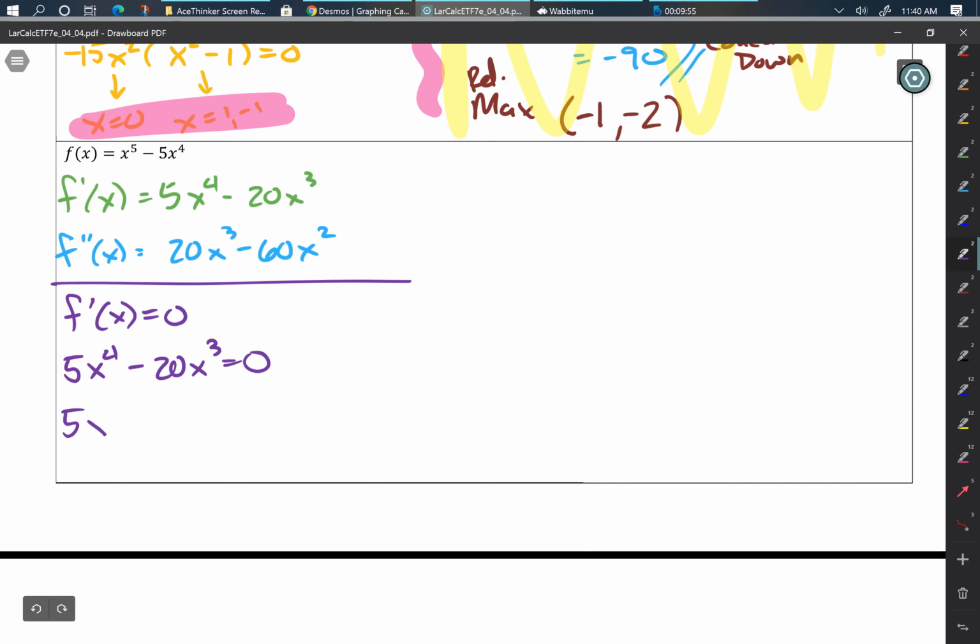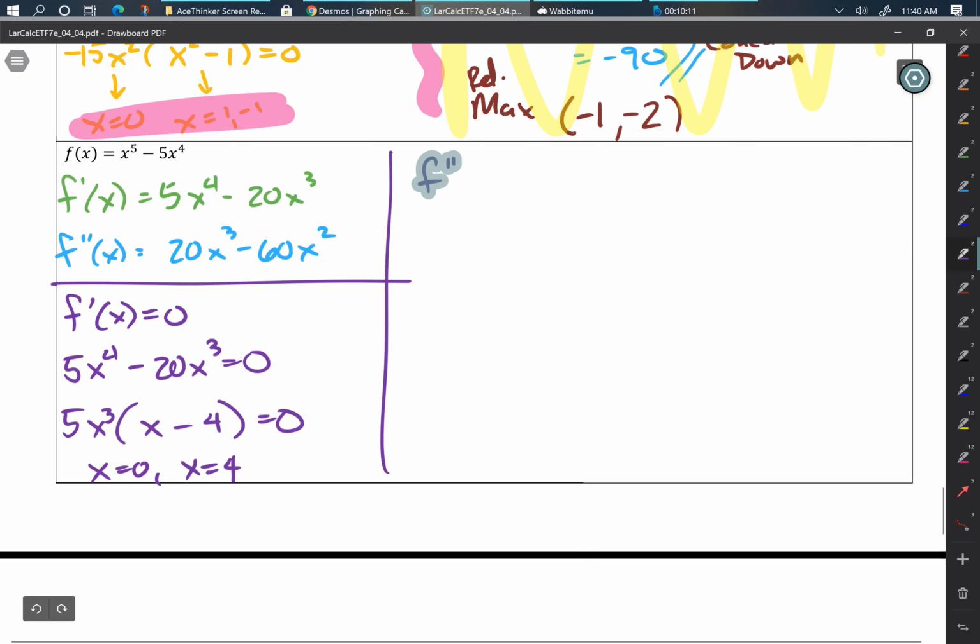We'll factor out 5x cubed. That'll leave me with an x minus 4 is equal to 0. So we get that x is equal to 0 or x is equal to 4. Now we'll test. We'll find out what is the value of the second derivative. When x is 0, that's also going to be 0.